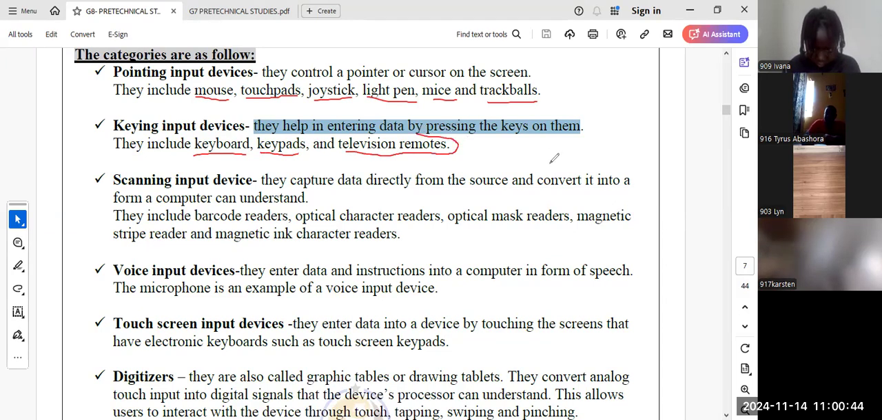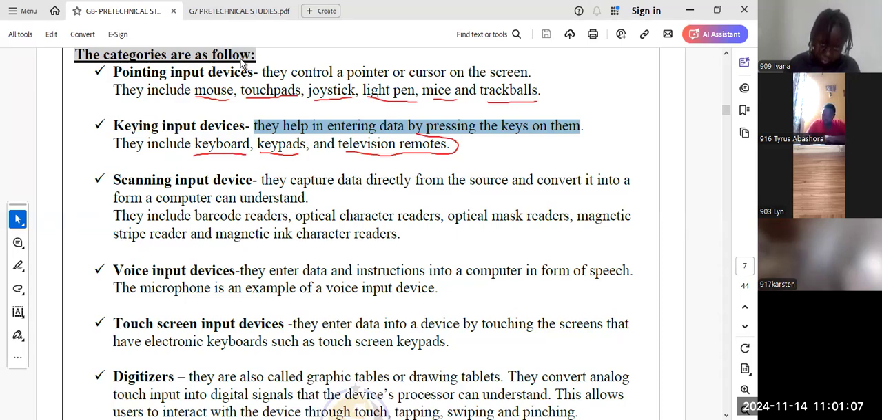At home, everybody knows a remote. That remote has a keypad. You use that keypad when changing channels, adjusting volume, and scrolling through other settings of your television. So a keyboard, a keypad, and television remotes are examples of keying input devices.